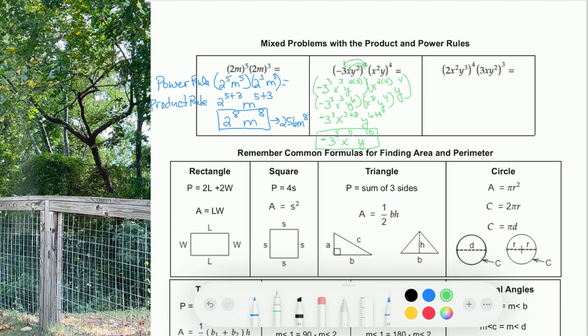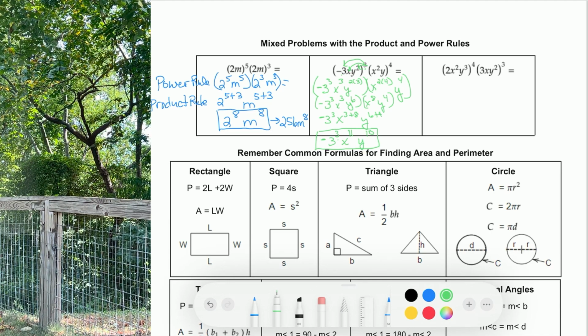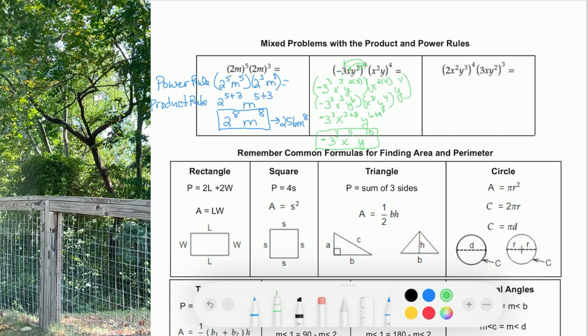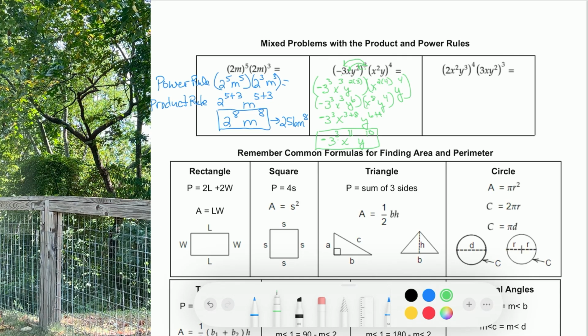So it's not difficult. You just have to take your time and write out each step. Recognize here, we did a lot, and if I didn't write out those steps, it'd be very easy for me to get things confused. All right, so let's look at our next one. Again, we're going to distribute.